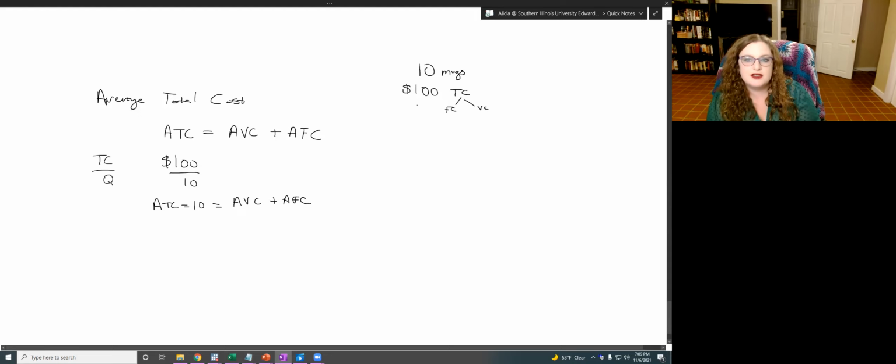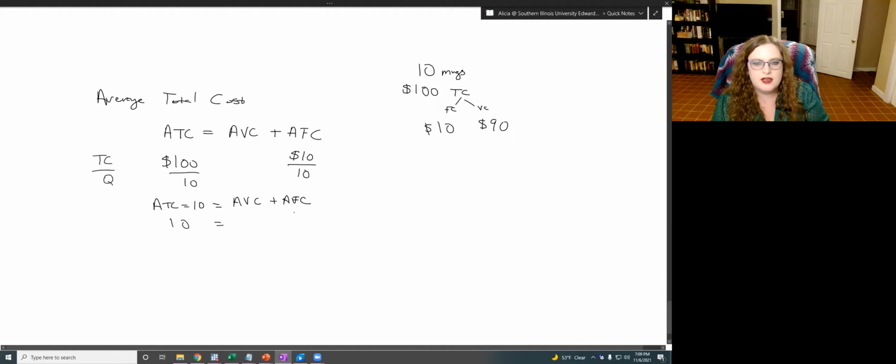Let's say if I were to tell you about this $100, that maybe 10 of this $100 went to rent, while 90 of this went to paying the employees that I needed to hire to be able to make the mugs. Okay, all right, sure. So that $10 is the fixed cost. Average fixed cost is just dividing it by the quantity. So $10 divided by the 10 mugs that we produced means that of this $10 of average total cost, the average fixed cost is $1.